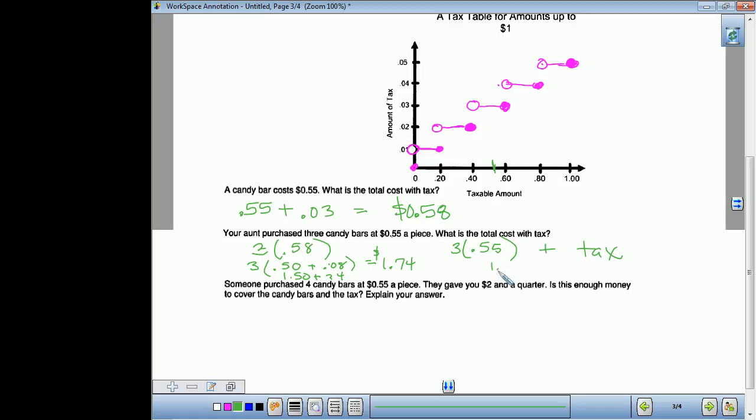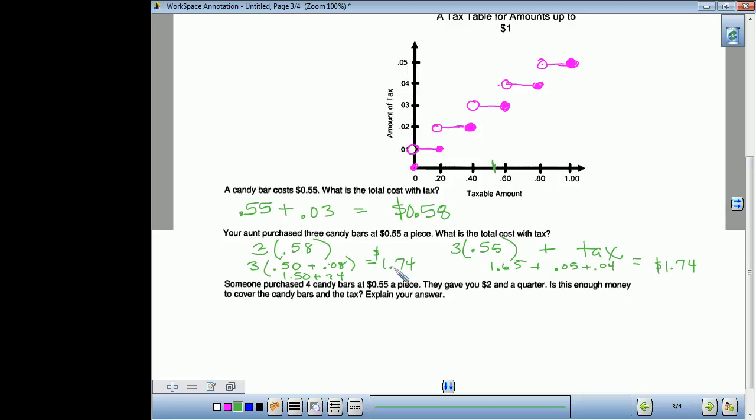Alright, so this would be $1.65. So since it's $1.65, $1 would be 5 cents. And then 65 would fall right here, so that'd be another 4 cents. So 165 plus 9 is 174.